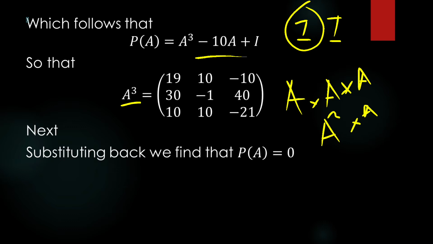So going back to this, now substitute back with your values of A cubed, A, and identity. This definitely will give you 0. And that justifies what Cayley-Hamilton discovered.